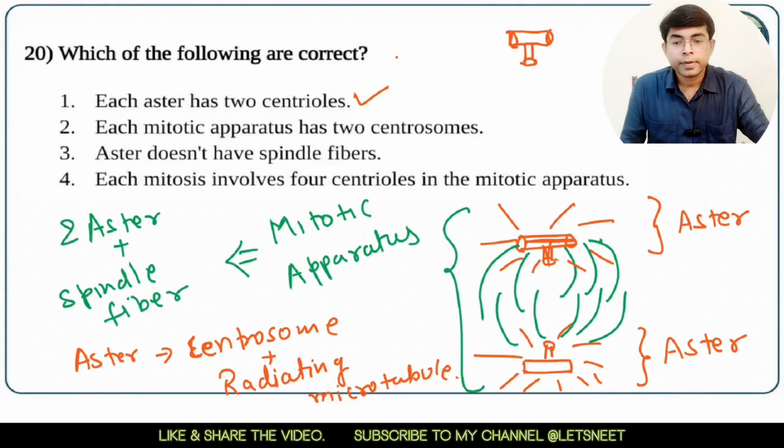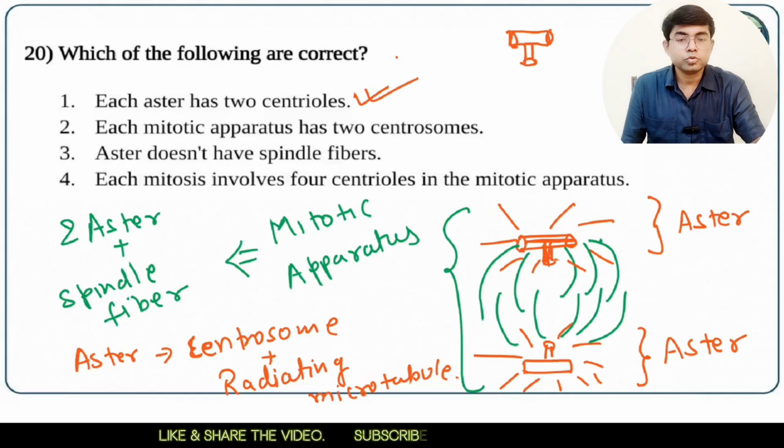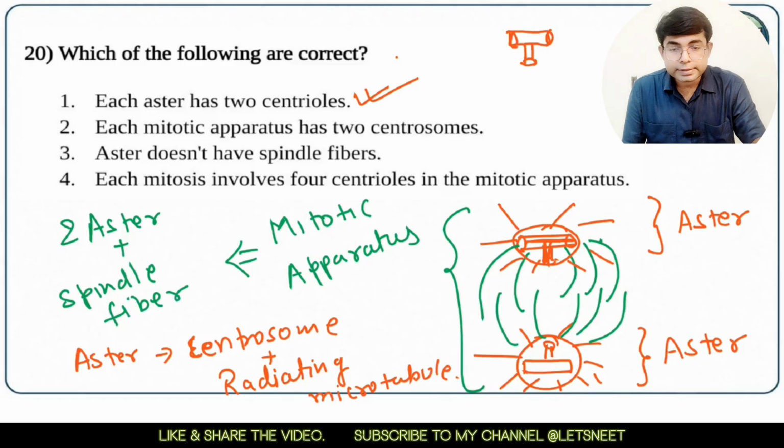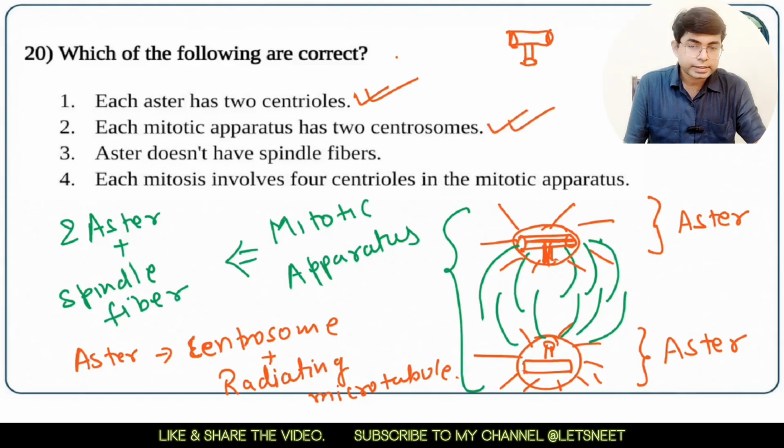So it is correct. Each mitotic apparatus has 2 centrosomes. See, each mitotic apparatus has 2 centrosomes. This is 1 centrosome. This is another centrosome. So each mitotic apparatus has 2 centrosomes. This is also correct. Aster doesn't have spindle fiber.